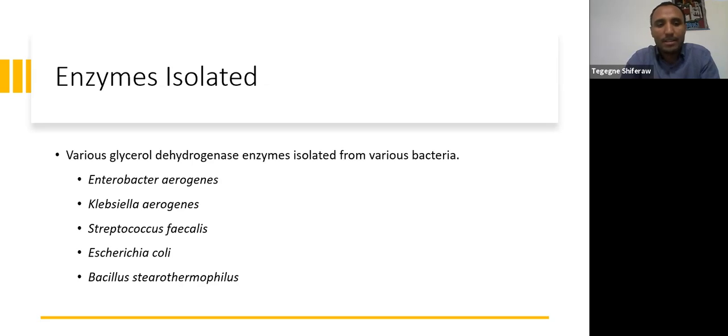But from these groups of bacteria, the last one, Bacillus stearothermophilus, is the type of bacteria that has been investigated really well, and the glycerol dehydrogenase enzyme from this bacteria is thermostable. It functions at various temperatures. For this reason, this is the enzyme that we see a lot of research related to.